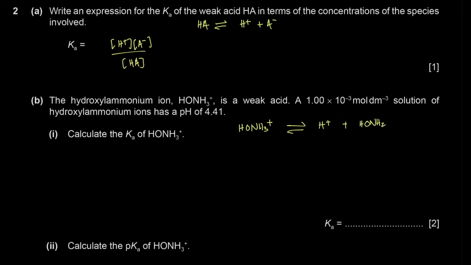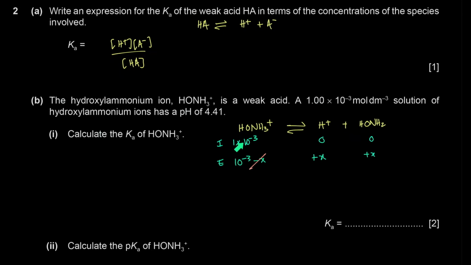Now, let's say that initially I have 1 × 10^-3 moles per dm³ of this. And initially I have 0 moles of this and 0 moles of this. Now let's say at equilibrium, the concentration of this changes by x. So this decreases by x, and the concentrations of these two will increase by x. Now what can I assume about the concentration for a weak acid at equilibrium? If it's a weak acid, can we assume that the equilibrium concentration is the same as the initial concentration?